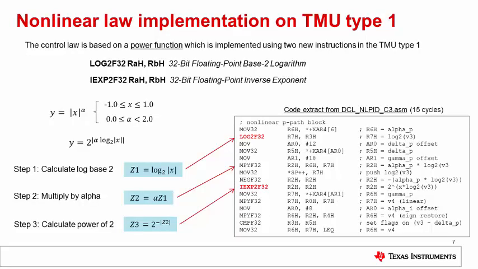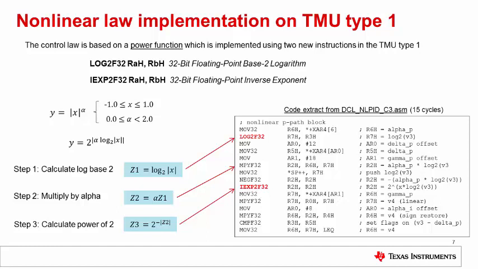This slide shows how the nonlinear law is computed using two new instructions on the TMU Type 1. The technique involves computing the power function using a base 2 logarithm followed by a base 2 inverse exponent. Both are multi-cycle instructions, but we can fill the delay slots with other useful operations, such as computation of the linear region gain. Once both results are known, the input is tested to determine which is used. In this way, the complete law for each path reduces to 15 cycles regardless of which region is in use.